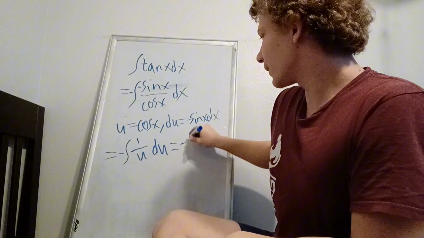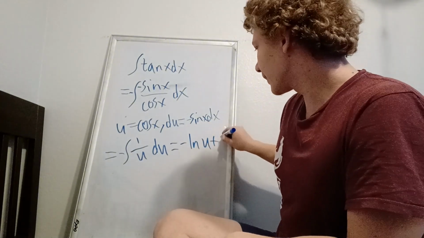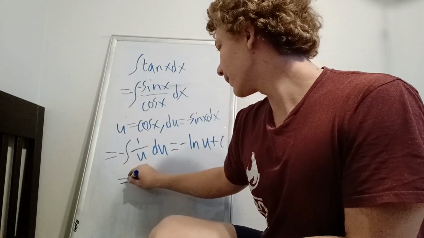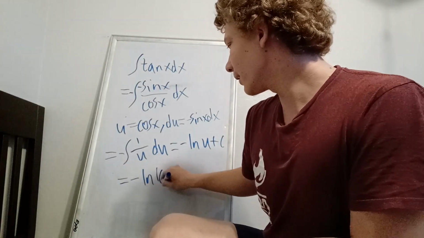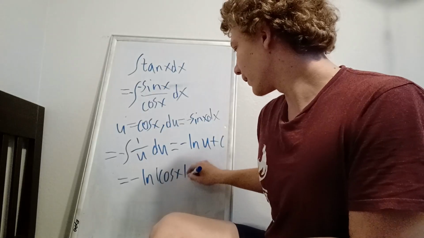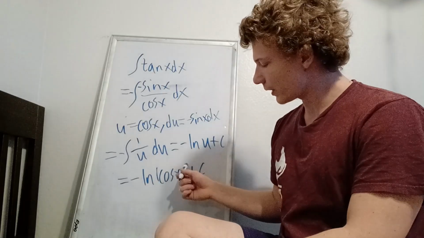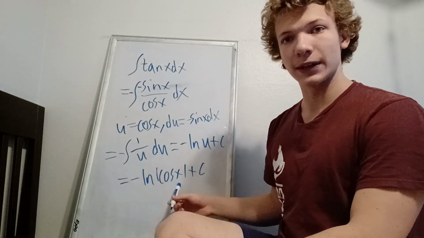This is, of course, negative ln u plus c, but our u is cosine x. So we really have the negative natural log of cosine x plus c. And then another form, because of the rules of logarithms, you can bring this negative inside as a power.